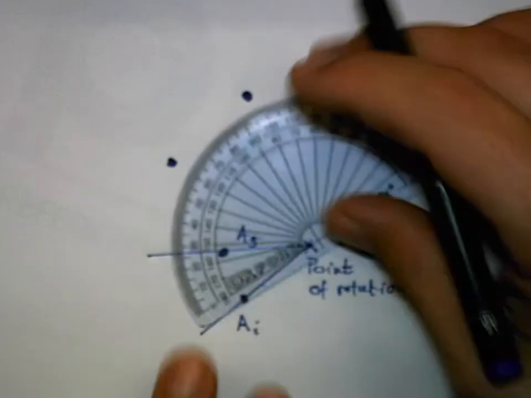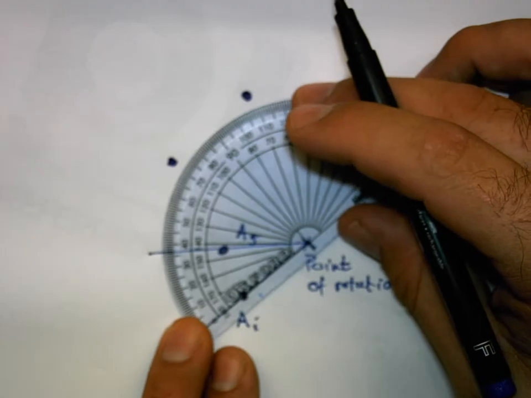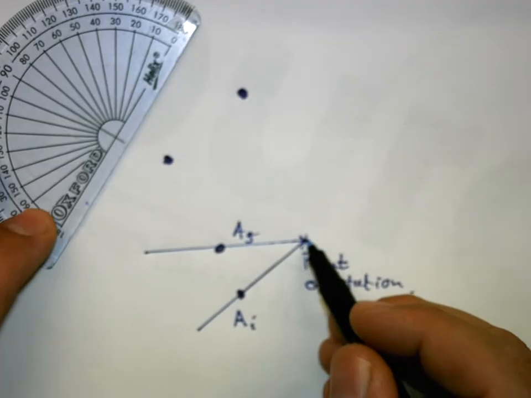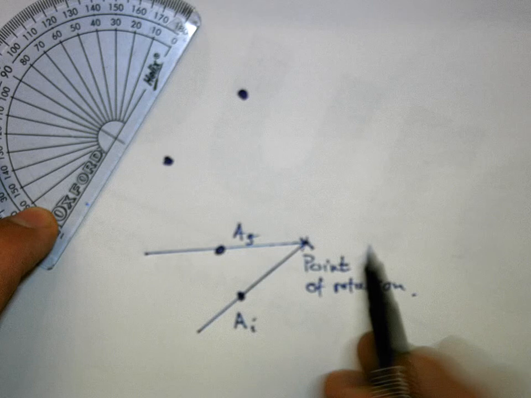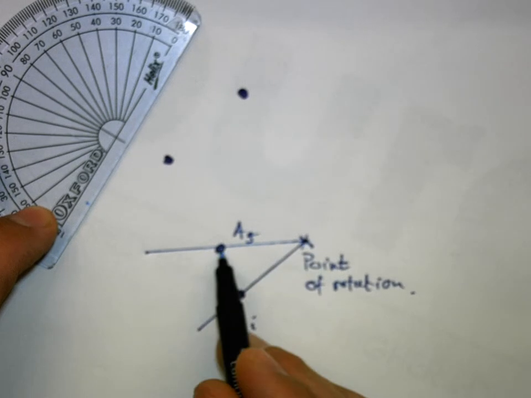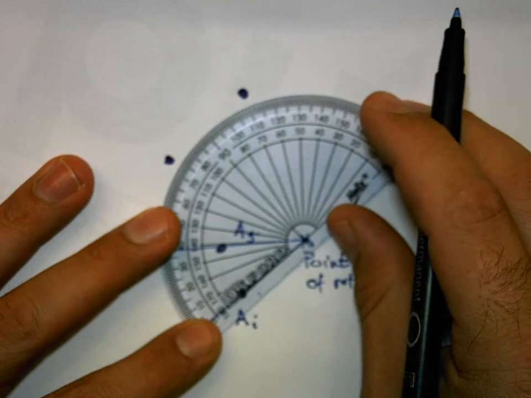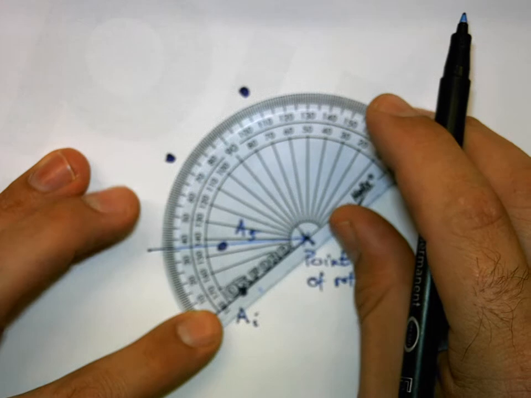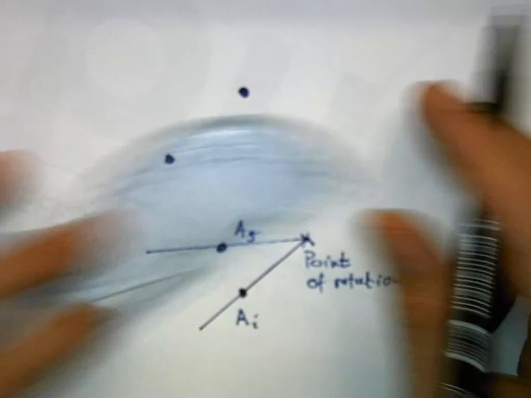And we can measure this angle. So if we draw a line from the center of rotation through the initial position, and we draw a line from the center to the final position, we can measure this angle, and it turns out to be something like 36 degrees.